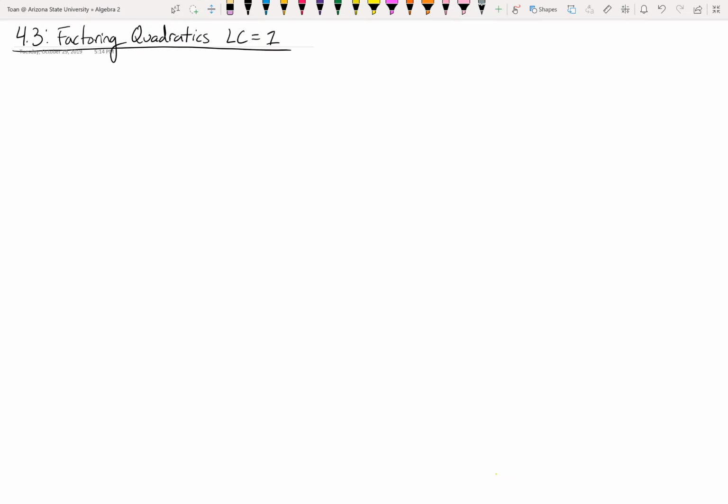So 4.3 is all about factoring quadratics, specifically when the leading coefficient is 1. Now, why do we study factoring? Why do we need to know how to factor quadratics? Well, factoring is a very, very powerful technique that allows you to do a lot of cool math stuff. It allows you to solve a lot of problems.